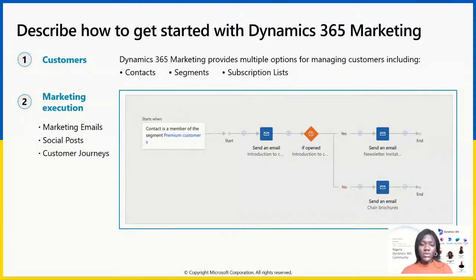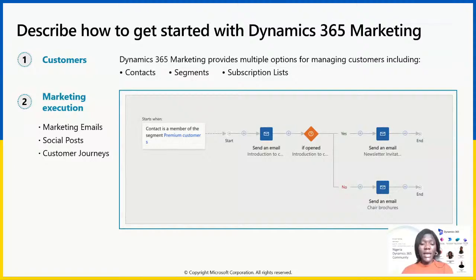Segments group related contacts together so you can target them in a marketing journey. You group contacts together based on certain things, maybe their location or their preferences, and we'll look at the various ways you can create segments. And we also have subscription lists. A subscription list stores details of related contacts who have opted in to our marketing emails. Some of us get newsletters regularly from various organizations.